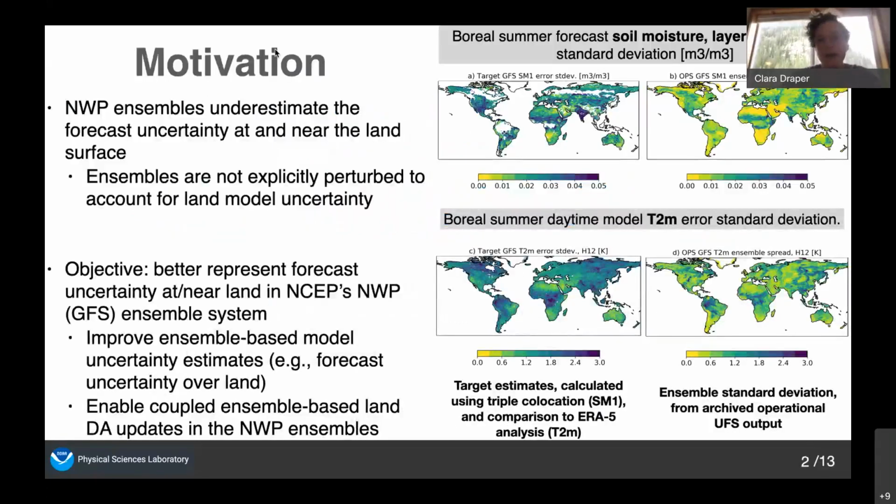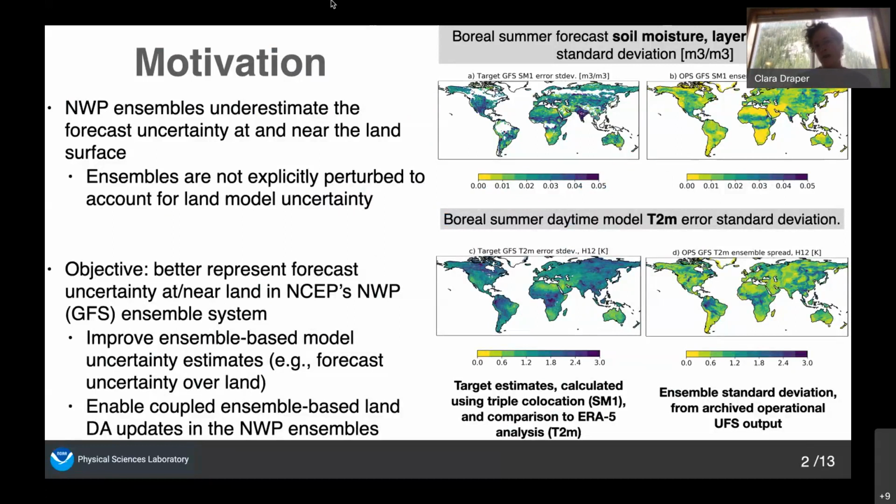So the background for this is that NWP ensembles currently underestimate the forecast uncertainty at and near the land surface. And this is really not a surprise given that the ensemble methods that we have at the moment don't explicitly account for any uncertainty in the land surface model. And so I've just showed an example here.